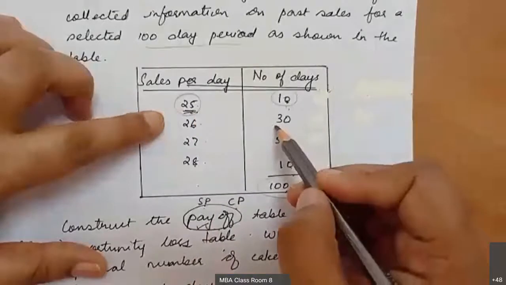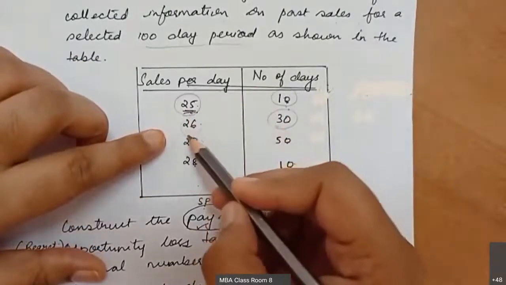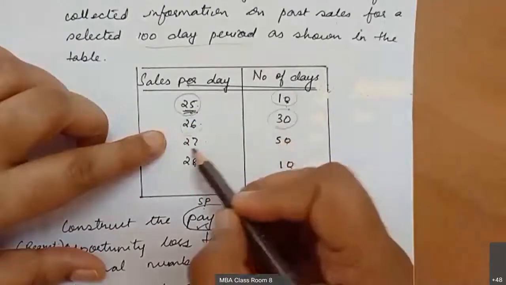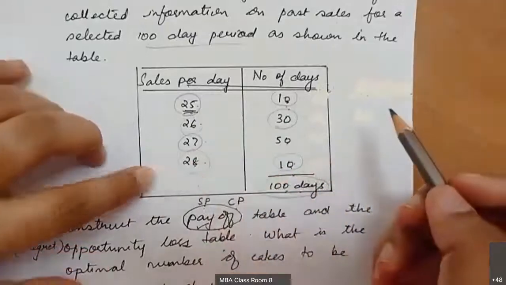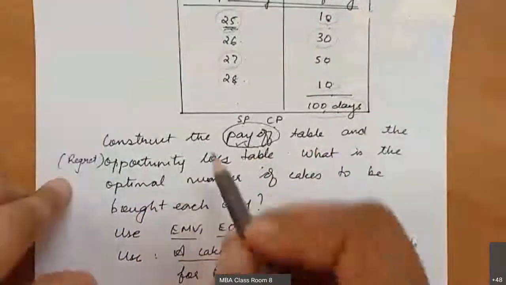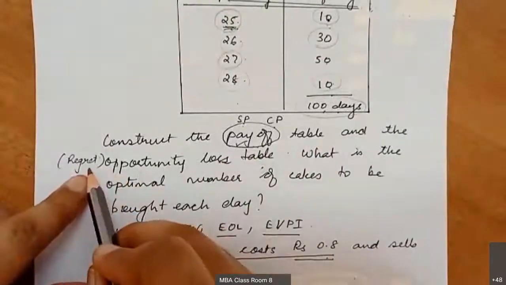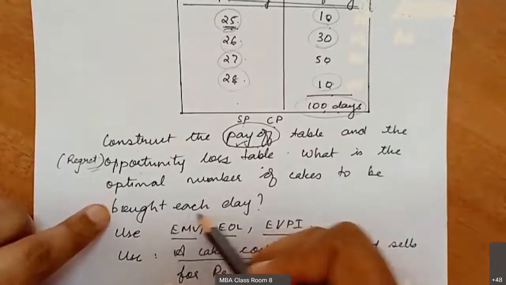In this 100 days, for 30 days, 26 cakes were sold. Similarly, for 50 days, 27 cakes were sold, and for 10 days, 28 cakes were sold. What is the question? Construct the payoff table and the opportunity loss table. It is also called the regret table. What is the optimal number of cakes to be bought each day?